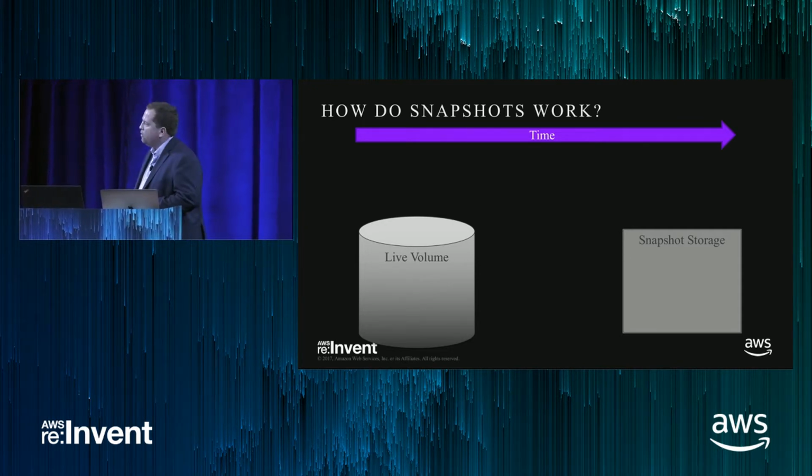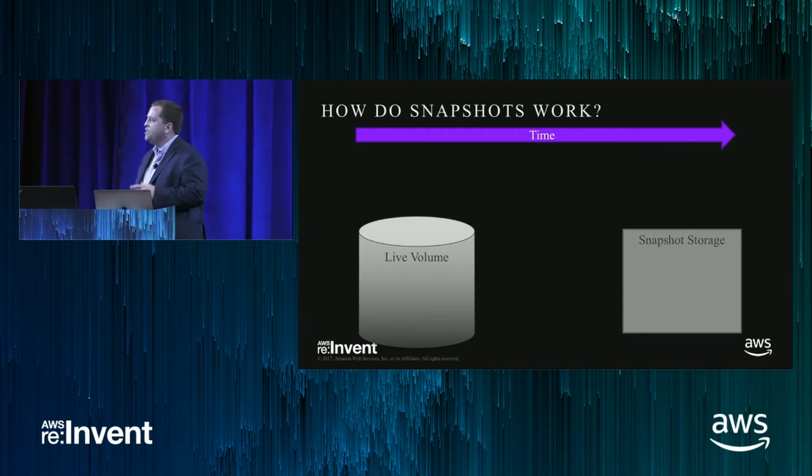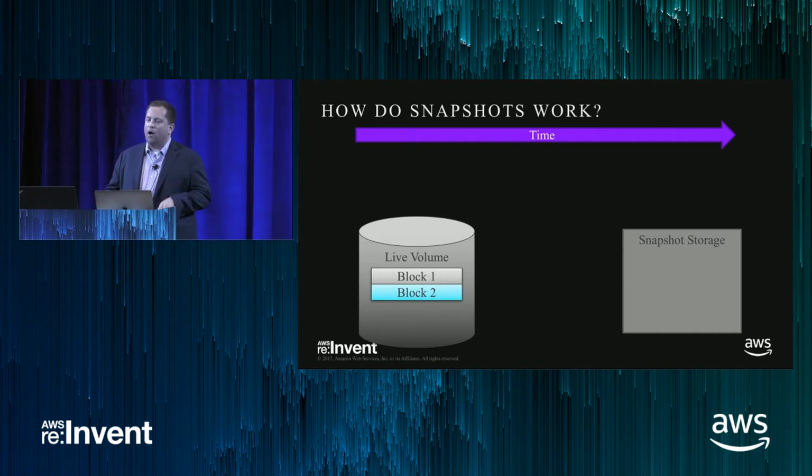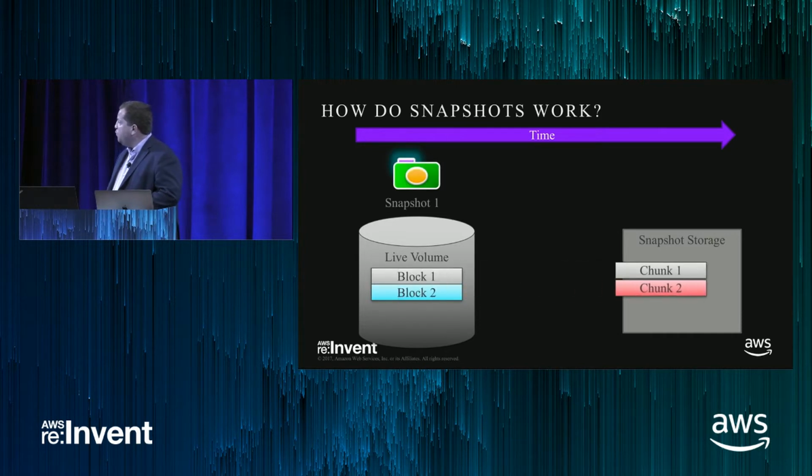So snapshots are a way of tracking the differences between 2 points in time in a differential way. The way that they work, and we'll just build this out, is you start off with something, let's say two blocks or two pieces of data, chunks really. And when you take that snapshot, you store that chunk somewhere.